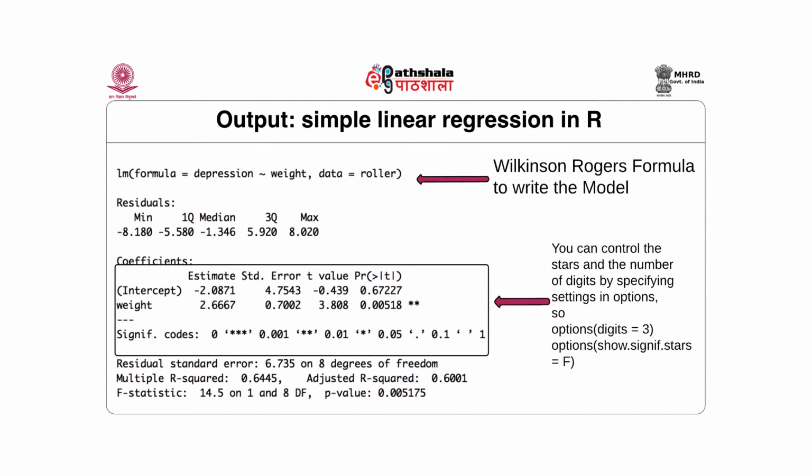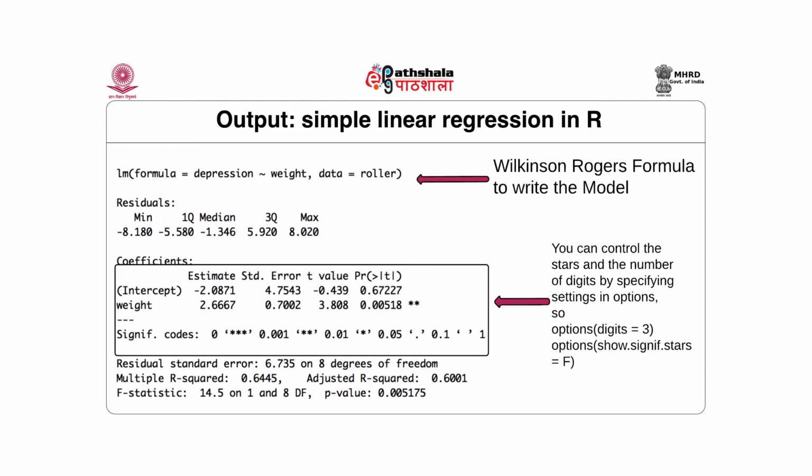And first, you can see that it gives you the formula, which is known as the Wilkinson-Rogers formula, where you write the model. It's a very, very elegant and very simple way to write the model. So what you do is put the outcome variable first, then you put a tilde mark, then you put an explanatory variable, and you specify the data. You can do a lot more with this, of course, but we have not shown you all of these things to keep matters really, really simple. If you want some more information, check help.lm and you can get a lot more information that way.